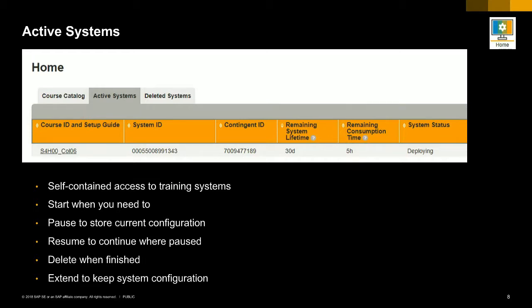You pause the systems when you need to as well, and then you hit the resume button to continue when you want to go back. Those options will appear in the final column, the actions column. And then once you finish with it, you can delete it as well, or extend it if you want to carry on with it.